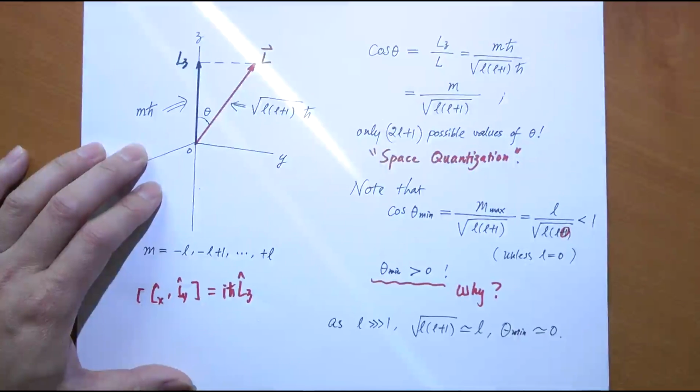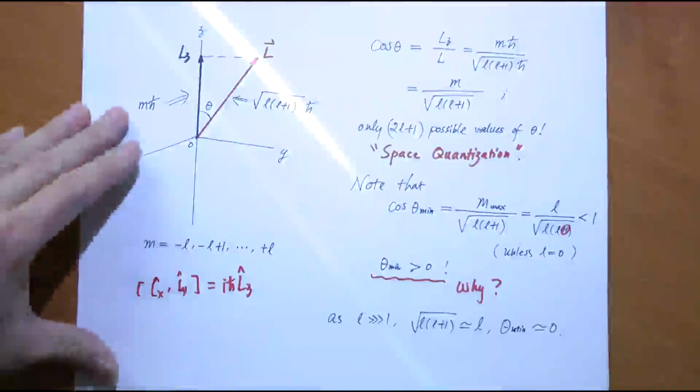All right, let's continue to look at an example of the space quantization using L equals 2, a very common value.